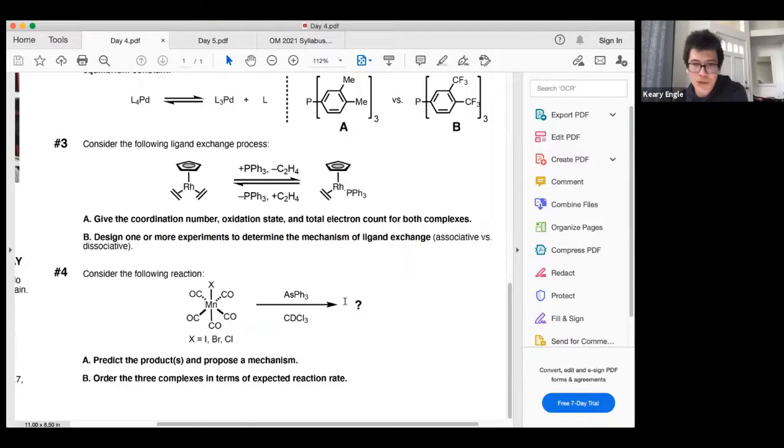Okay, so this asks you to consider a pentacarbonyl manganese halide complex, or rather a series of those, upon treatment with triphenyl arsenide, and asks you to predict the product and propose a mechanism based on the things we've discussed. I think that should be pretty straightforward. And then part B asks us to order the 3 complexes in terms of expected reaction rate. So I'll give you 30 seconds to think about that, and then I'll call on a volunteer.